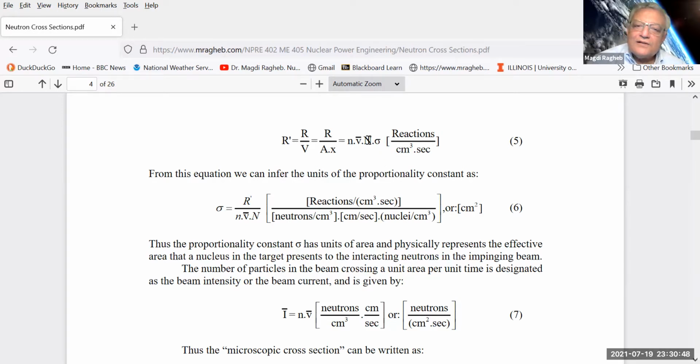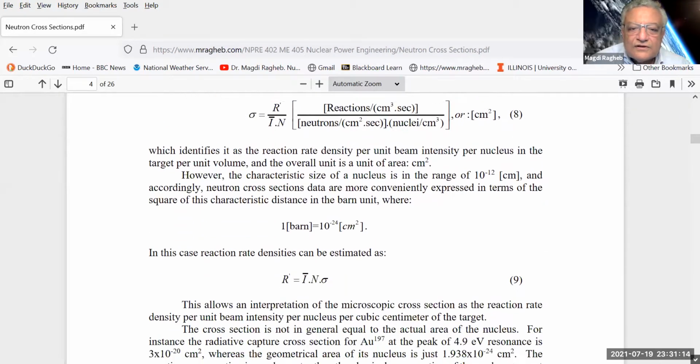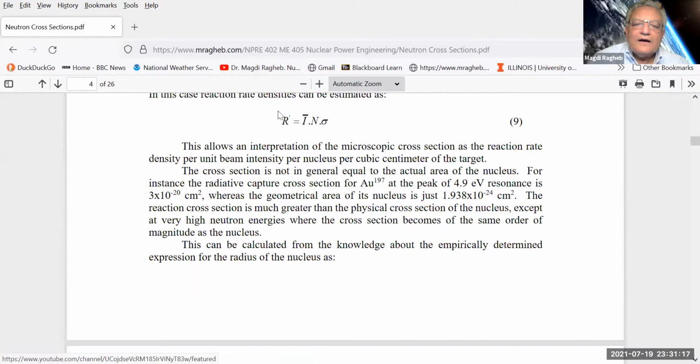And in fact, if you multiply that capital N by the small sigma, you have now a description of how much you are summing the areas of all the nuclei, centimeter squared per unit volume, centimeter squared per centimeter cube. So we find that the unit here is 1/centimeter, inverse centimeter in that case. So in that case, we have simplified the reaction rate density as being equal to the beam intensity or the current multiplied into N capital sigma.